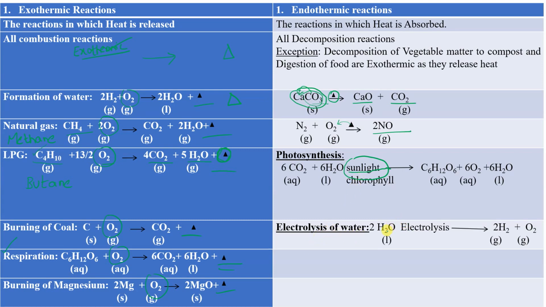Electrolysis of water: if you take water and pass electricity, it breaks into H2 and O2. In all these reactions, energy was taken in the form of sunlight, electricity, or directly by heating. So different forms of energy were taken by the system. So they are called endothermic reactions. Exo means exit, heat is given out, or liberated. Whereas endothermic means heat is absorbed by the system. I hope the definitions of exothermic and endothermic are clear.